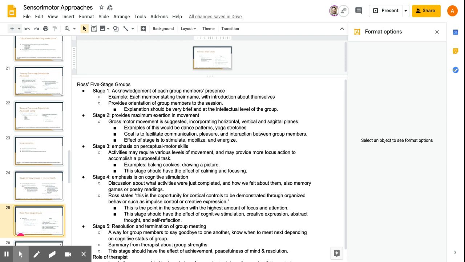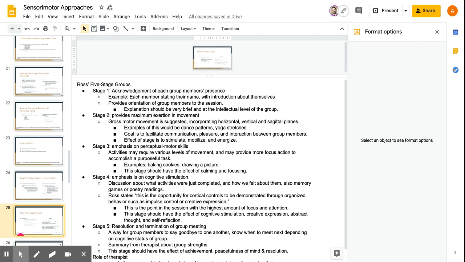Stage 4 requires an emphasis on cognitive stimulation. This is where members of the group will have the most cognitive focus. It provides a discussion about what activities were just completed and how we felt about them, and also can be involved with memory games or poetry readings if it's at the cognitive level of the audience.